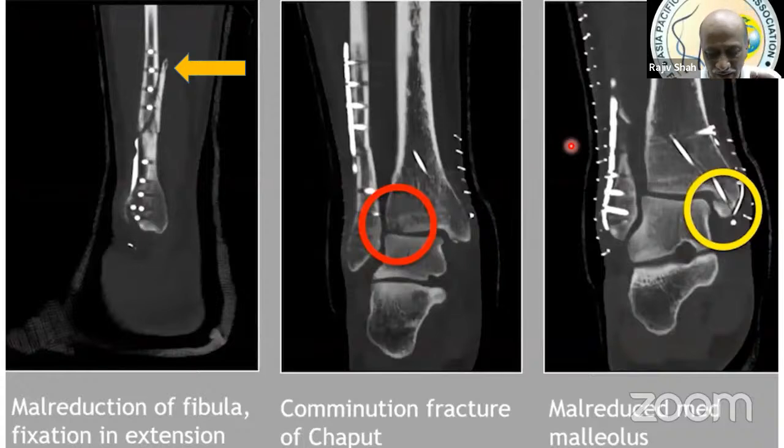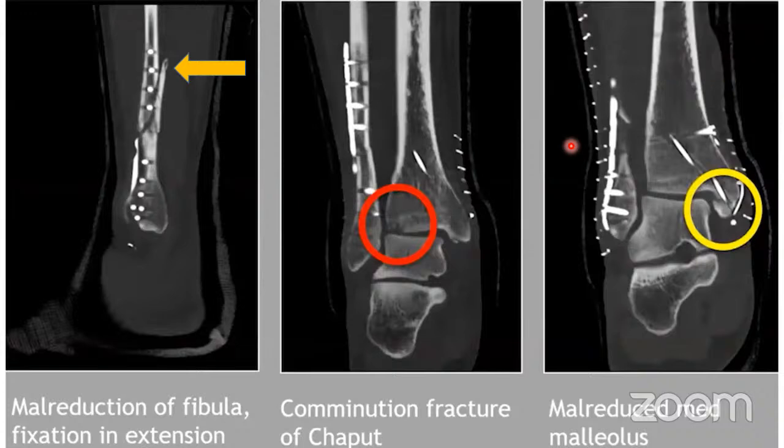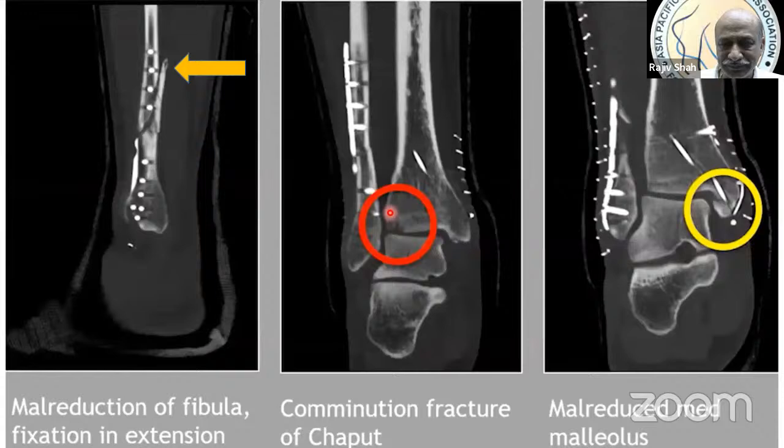Revise, sir. Revise. So how? Revise. Again, push-pull technique for the fibula to get the length. Open reduction. Syndesmosis, will you fix it or not?